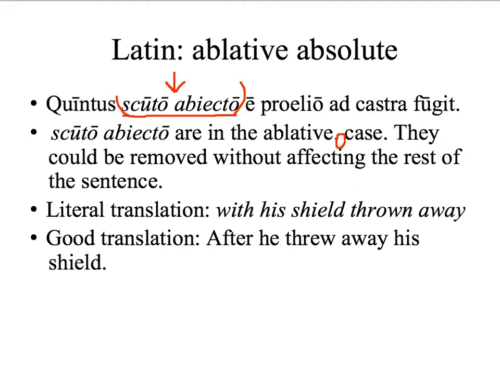I've got a noun and a participle, and both words are in the ablative. But a better translation, if I were translating something for publication, would be: after he threw away his shield, Quintus fled to the camp out of the battle.